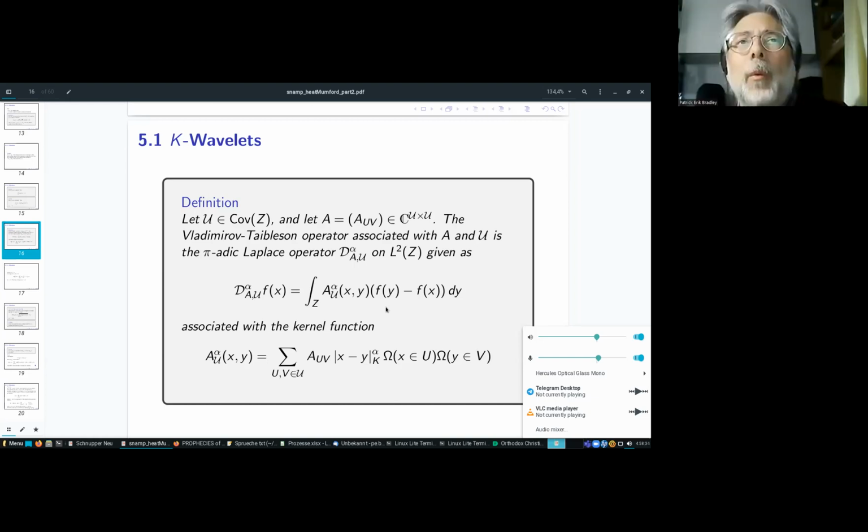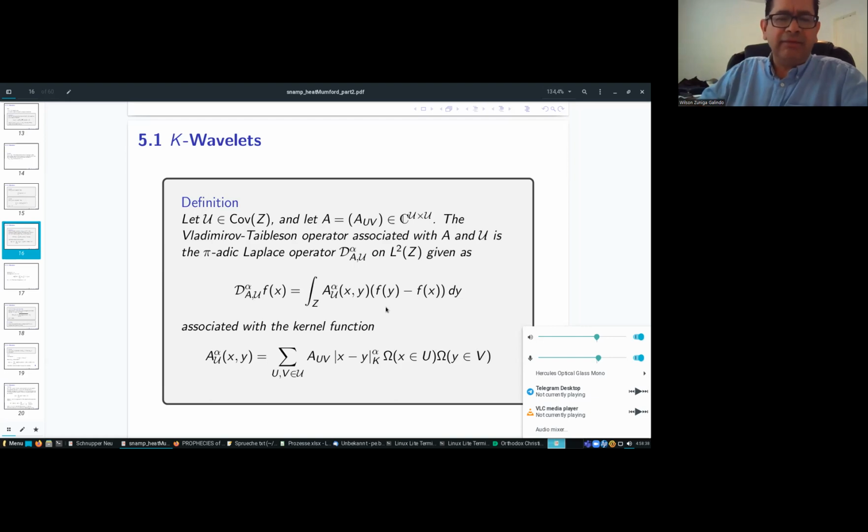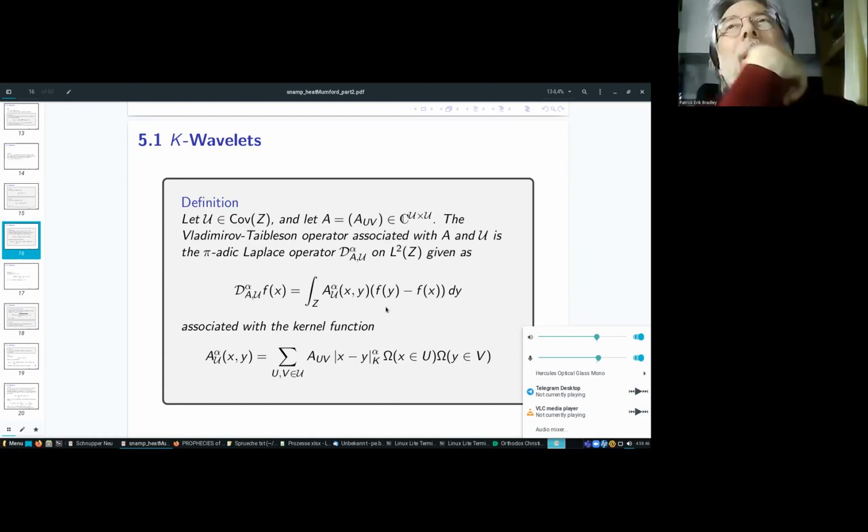Okay. What should I call it then? What's the name of these? Please remind me. I'm going to send you a paper where we introduce this operator. But this is just an integral operator. Okay. It's an integral operator.